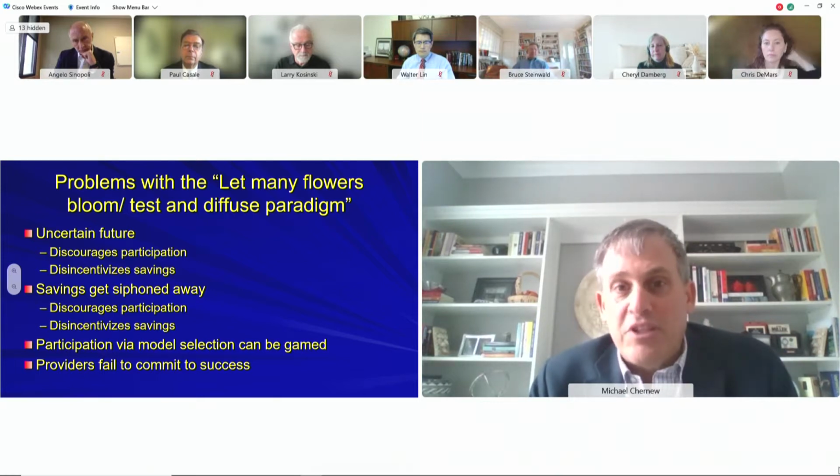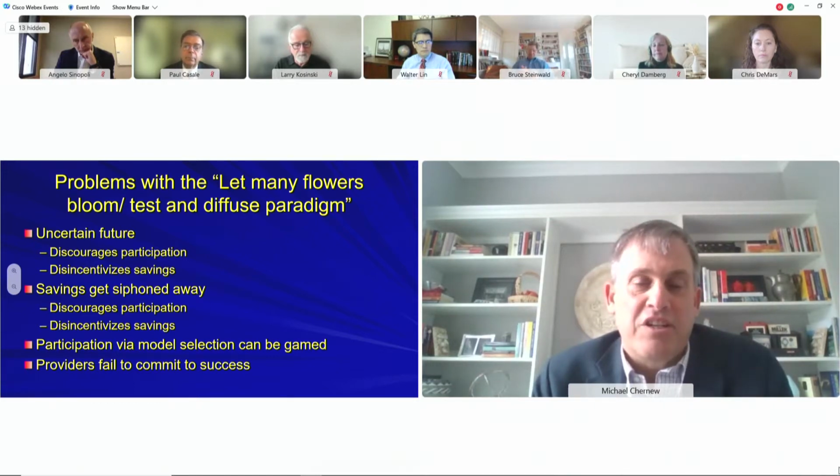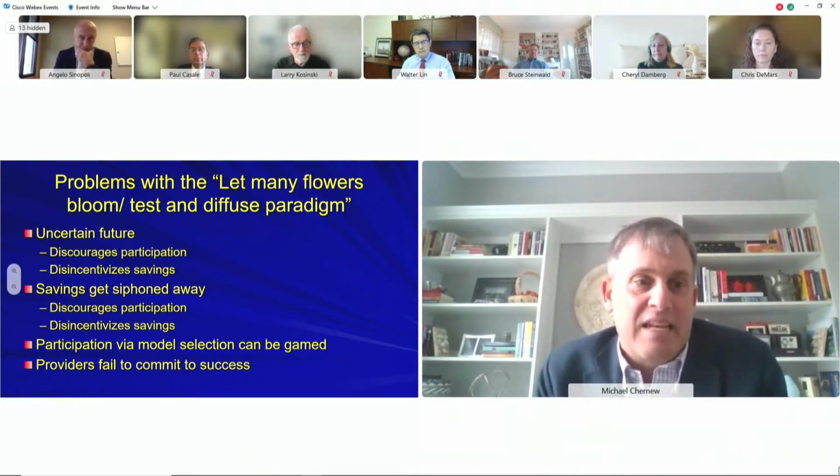You never knew if you participated in a model, whether that model was going to continue. So every model had an uncertain future, which discouraged participation, and it tended to disincentivize savings because you don't want to make a big investment to succeed in a model that may get sunsetted. If you have a lot of models occurring at the same time, the savings might get siphoned away.